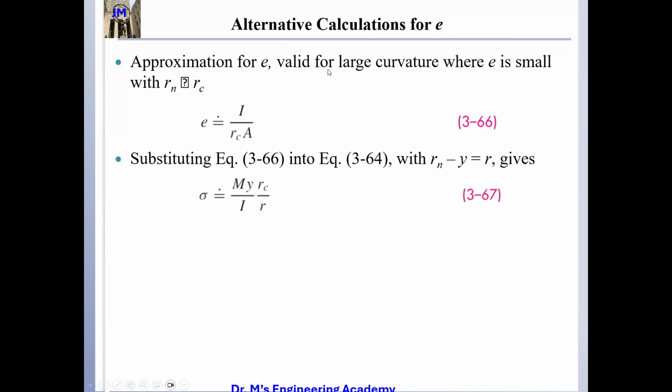So this is an alternative calculation for the e. e is the difference between Rn and Rc. Then some people just use this one: I divided by A times Rc. A is the cross-sectional area, Rc is the radius of the centroidal line, and I is the area moment of inertia. You can use this one, but as it shows, it is just an approximation.